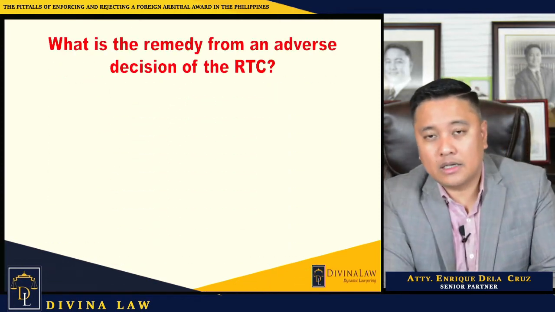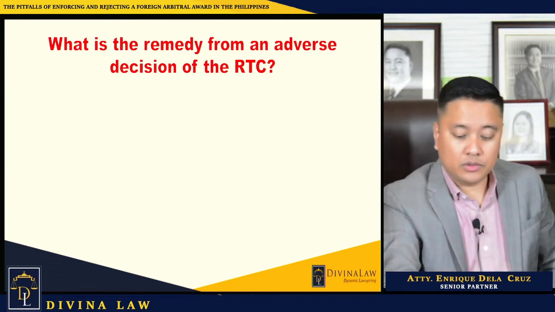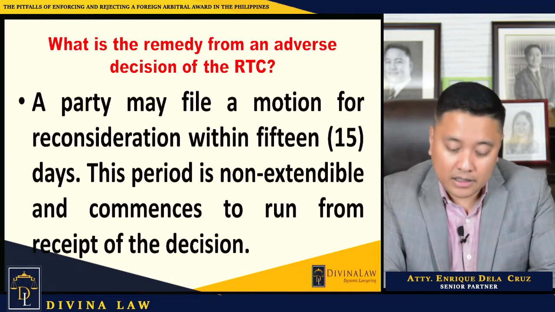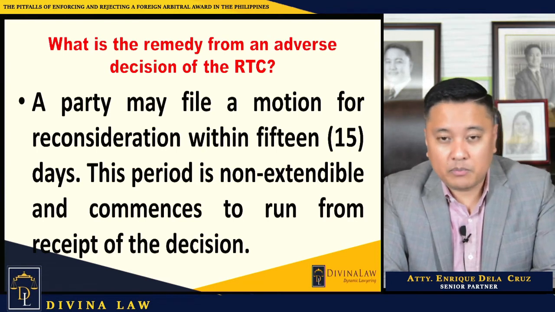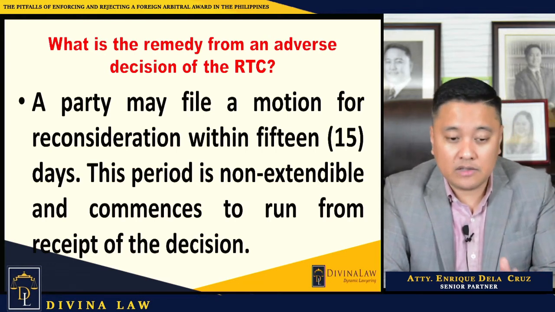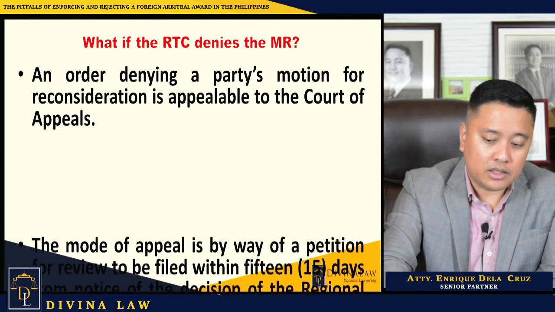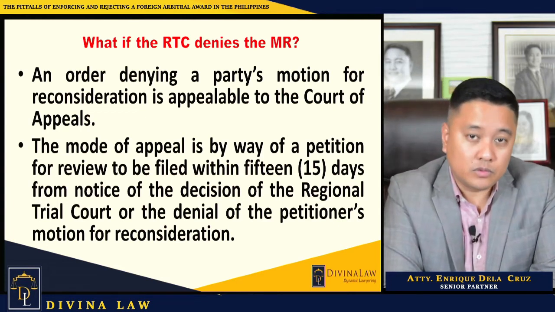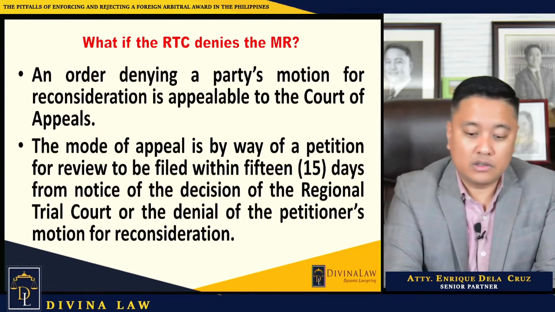So assuming that the trial court issues an order and that is an adverse decision, where do you go? What do you do? The first remedy would be to file a motion for reconsideration within 15 days. And again, this period is non-extendable because a motion for extension is a prohibited pleading, and the period to file the MR or motion for reconsideration commences to run from the time that you receive a copy of the decision. Now, if the RTC denies the MR, then you can bring it up to the Court of Appeals. So this is by way of a petition for review. You have 15 days from notice of the decision or the denial of the motion for reconsideration.